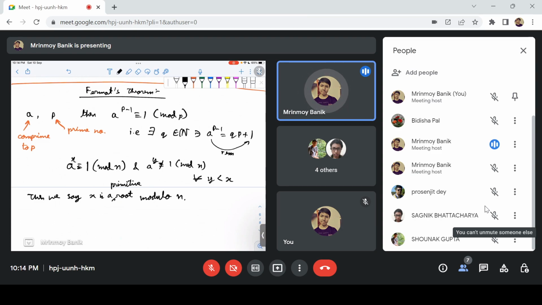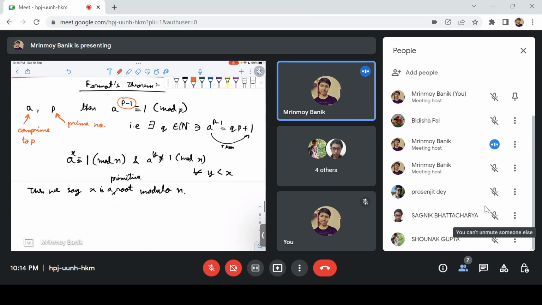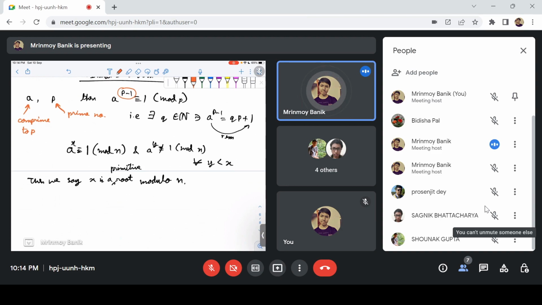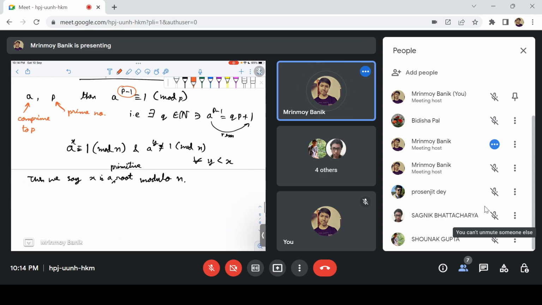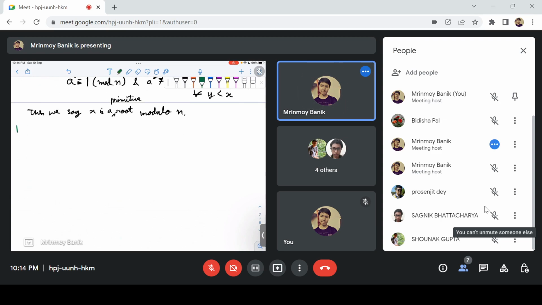So here p minus 1 is not necessarily a primitive root of a, since there can be others less than p minus 1 which give 1. But this is at least a multiple of that, right? So the primitive root of a divides p minus 1 if p is a prime and doesn't divide a. So, proof. How do we prove this?